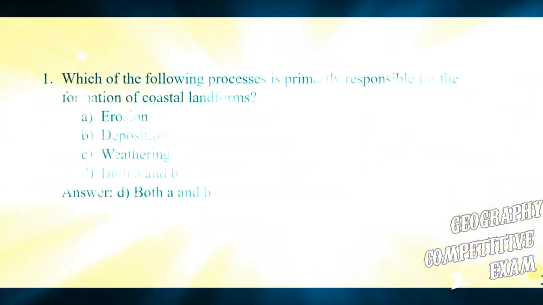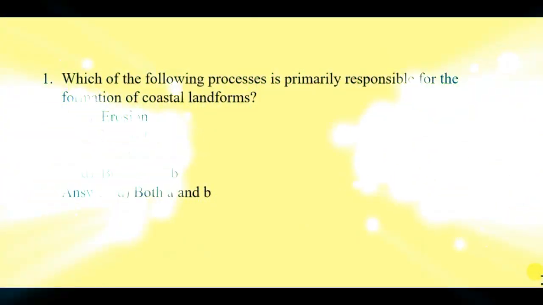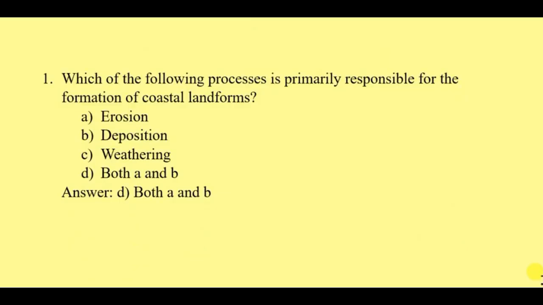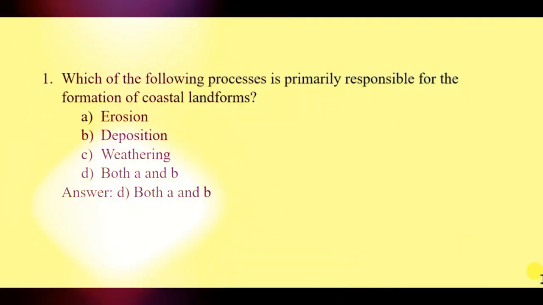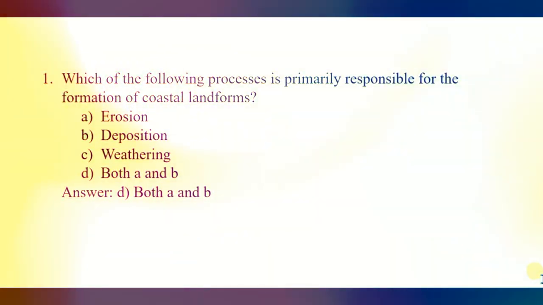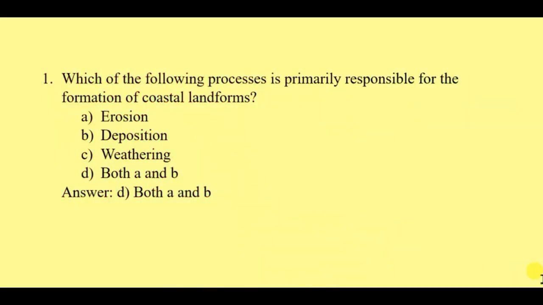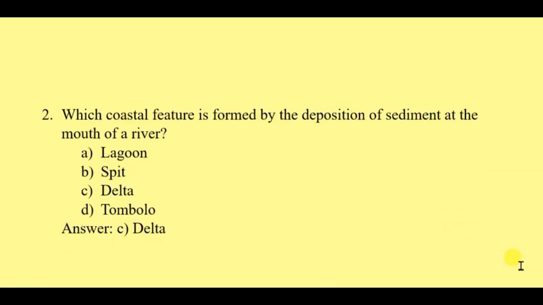Question number 1. Which of the following processes is primarily responsible for the formation of coastal landforms? Erosion, deposition, weathering, both A and B. Both A and B will be the right answer, means erosion and deposition. Question number 2. Which coastal feature is formed by the deposition of sediment at the mouth of a river?